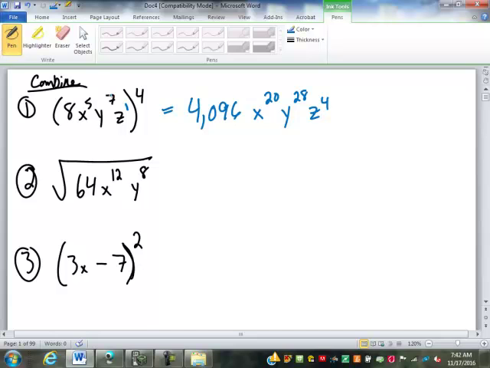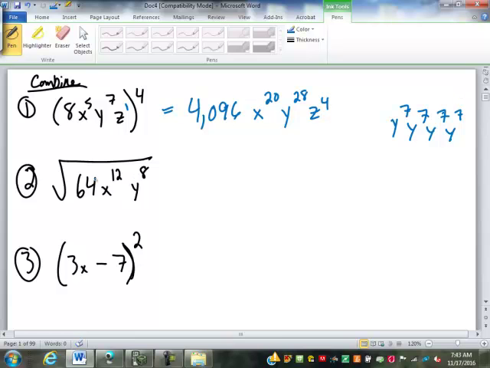No, it's the power that it's acting on. What that's saying is you have y to the 7th to the 4th power is y to the 7th times y to the 7th times y to the 7th times y to the 7th. So 7, 14, 21, 28.